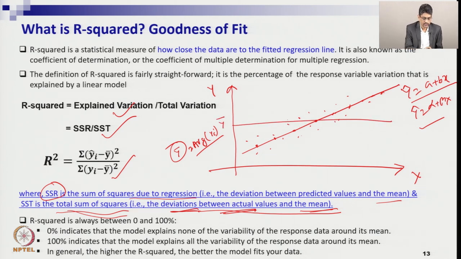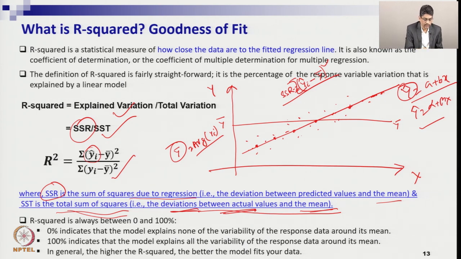Now let's see the calculation. First, SSR. Look at the observed values. This is your predicted value, y hat, and this is your y bar. If you take the deviation from the mean, square it and sum it, you will get the SSR. SSR is nothing but taking the value on the line, minus your mean value, taking the square of them and the sum of them. This is your SSR.